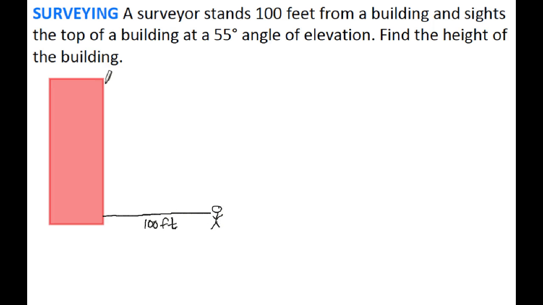Angle of elevation, so he's looking towards the top of the building, and we know that this angle is 55 degrees. And we're trying to find the height of the building, so I'm going to go ahead and label that as x. So again, we have our opposite side of our angle, and we have our adjacent side. So I can go ahead and use tangent, because tangent's opposite over adjacent, to solve for the height of the building.